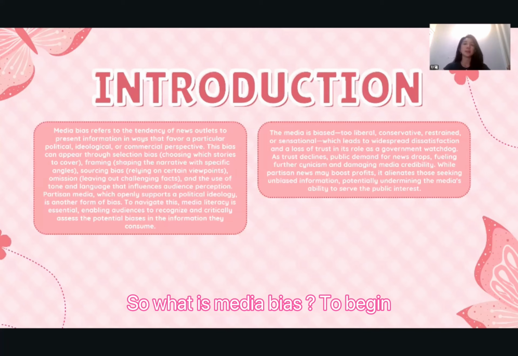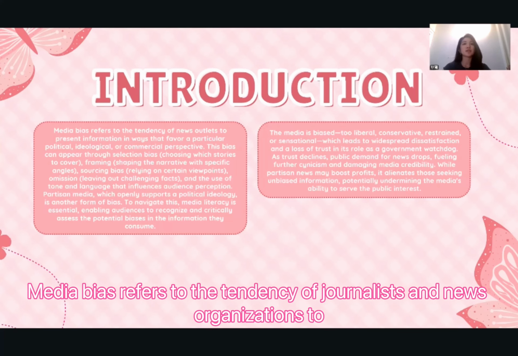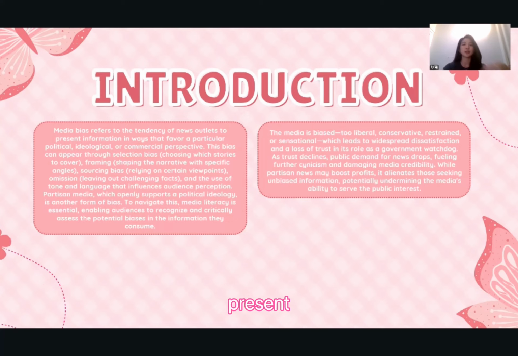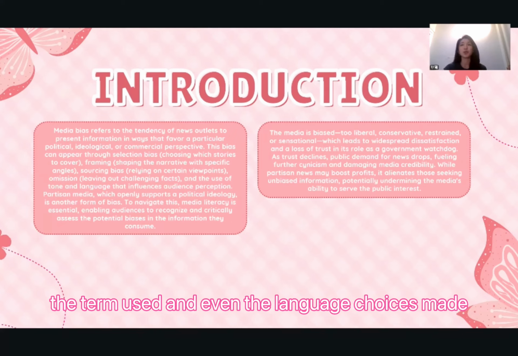So, what is media bias? To begin, let's define what we mean by media bias. Media bias refers to the tendency of journalists and news organizations to present information in a way that reflects a particular perspective. This unbalanced coverage can manifest in several ways, including the stories that are selected, how they are framed, the tone used, and even the language choices made.